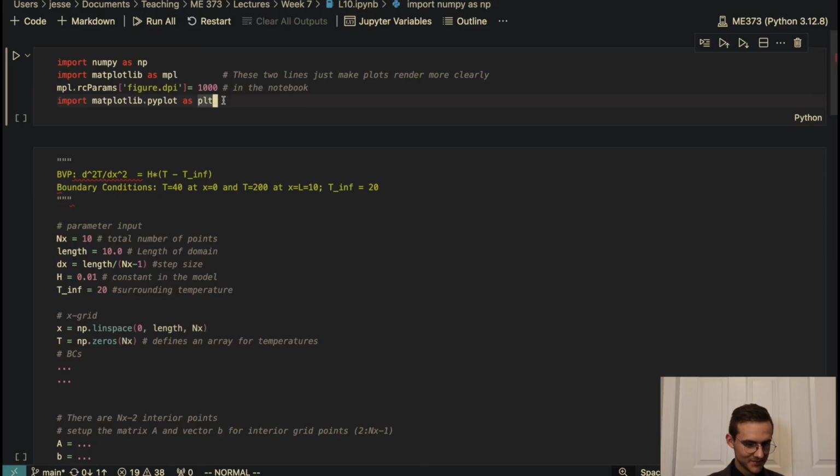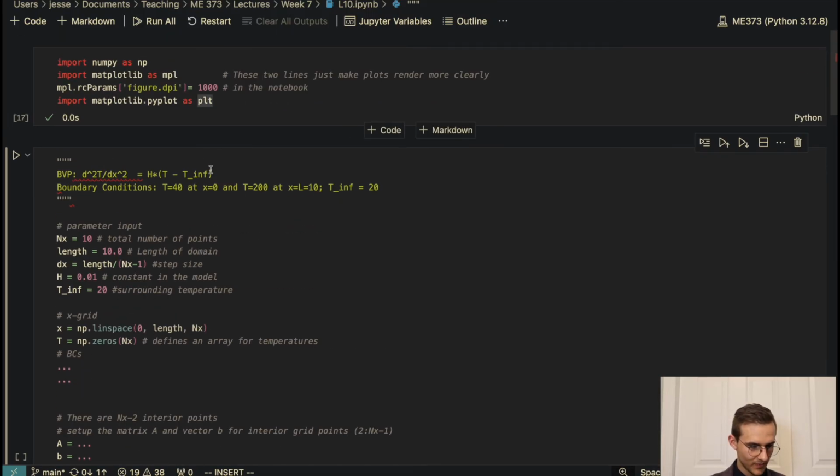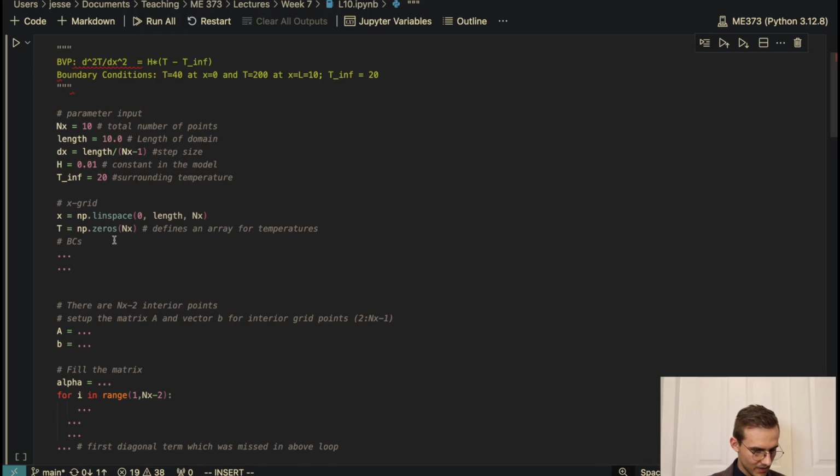Okay, so let's look here. Let's go ahead and run this first cell since it's just some imports. Okay, and then let's do this. So same problem that we've been discussing this whole time. We're going to use just 10 interior points, and we'll discuss a little bit about why it's okay to use so few points, and what is meant by stability in the context of boundary value problems as opposed to initial value problems.